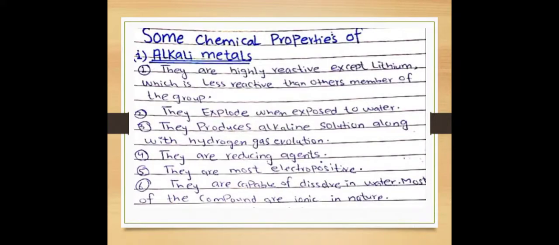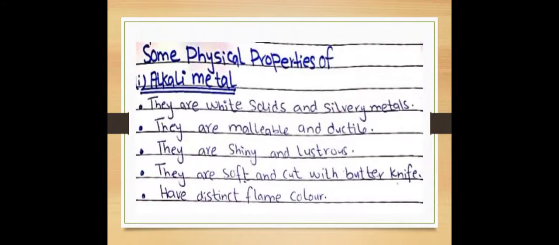Some chemical properties of alkali metals: they are highly reactive except lithium, which is less reactive than other members of the group. They explode when exposed to water. They produce an alkaline solution along with hydrogen gas evolution. They are reducing agents. They are most electropositive. Most of the compounds are ionic in nature.